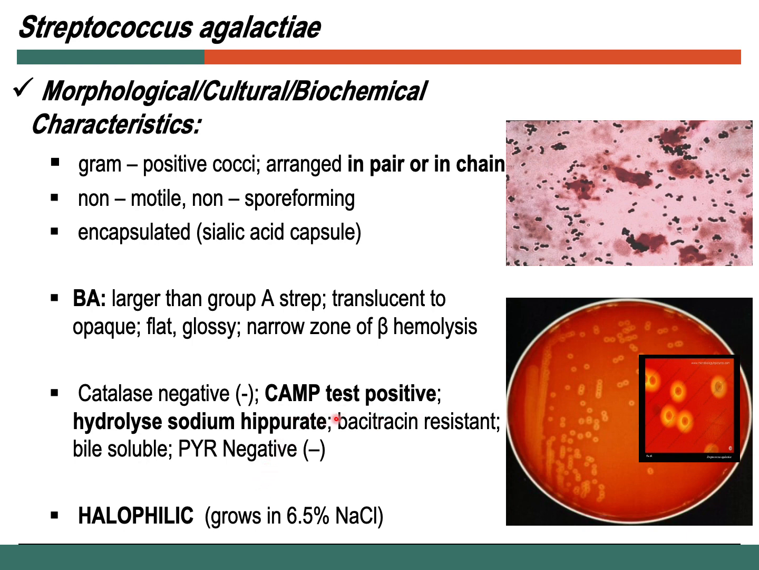The CAMP there stands for four different persons: Christie, Atkins, Munch-Petersen. Test: hydrolyzes sodium hippurate, bacitracin resistant, bile soluble, and PYR negative. So I'll be discussing this later on the later slides. Your Streptococcus agalactiae is also a halophilic organism, so they can grow in the presence of 6.5% NaCl.